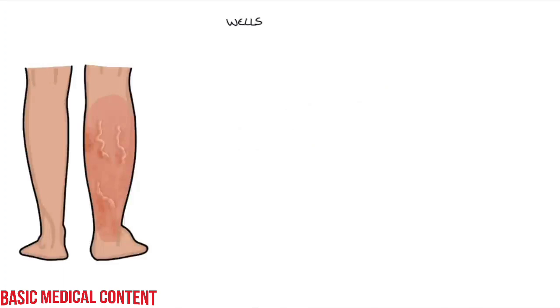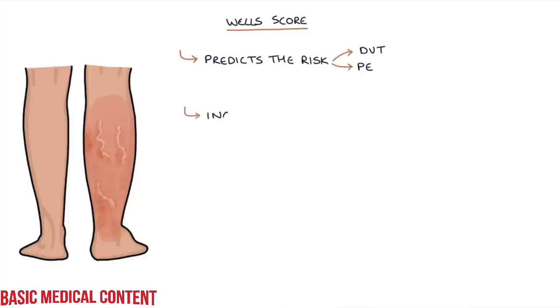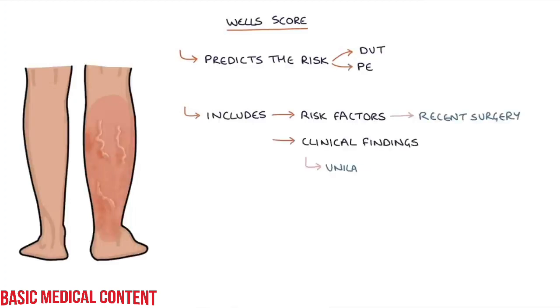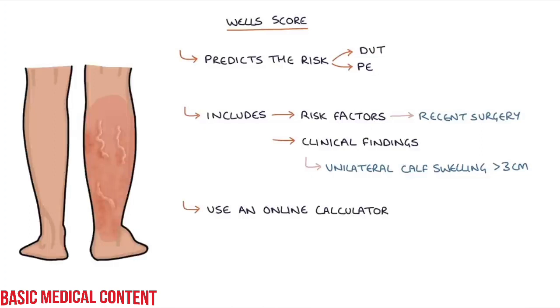Next, let's talk about the Wells score. The Wells score predicts the risk of a patient presenting with symptoms having a DVT or a PE. It includes risk factors such as recent surgery and clinical findings such as unilateral calf swelling of more than 3 centimeters than the other leg. You can use an online calculator to calculate the Wells score.